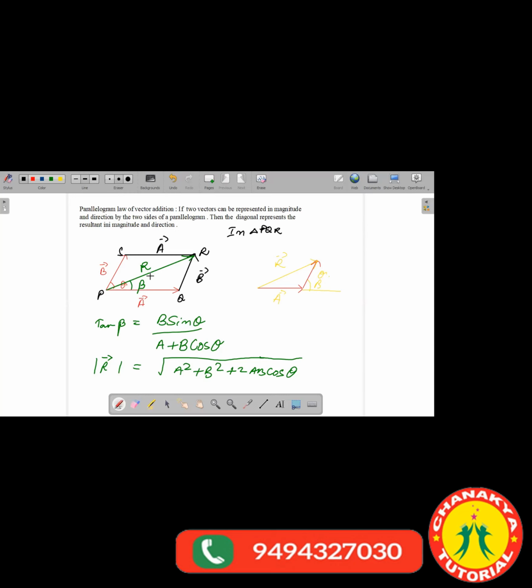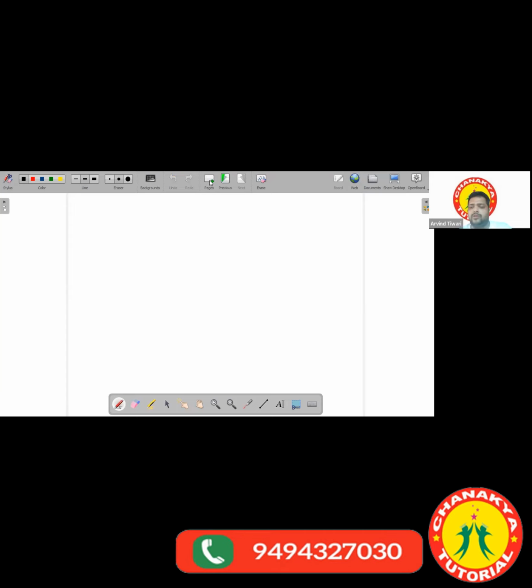Now, I told you that this is the same interpretation of the triangle law only. Let us try to apply the triangle law to a polygon law. So suppose I want to add three vectors. How can I add those three vectors? If you have to add three vectors, for that we have a polygon law, or you can use your triangle law multiple times.